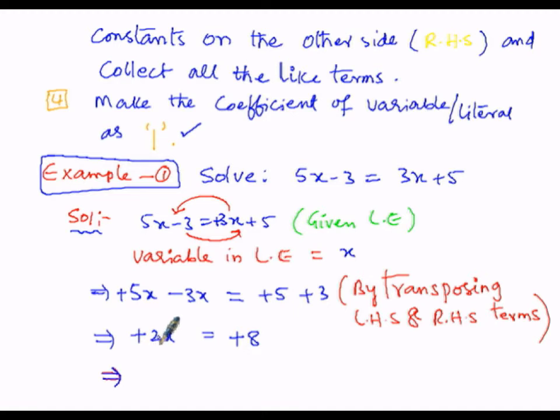In order to make the variable's coefficient, that is 2, equal to 1, we have to divide either side, that is both sides of the equation, by this coefficient, that is 2. So 2x, which is positive, must be divided by this coefficient 2 itself. So when we divide on the LHS, similarly we have to divide on the RHS also.